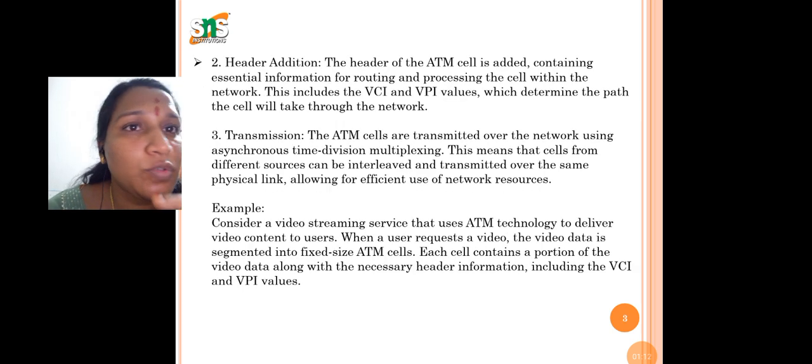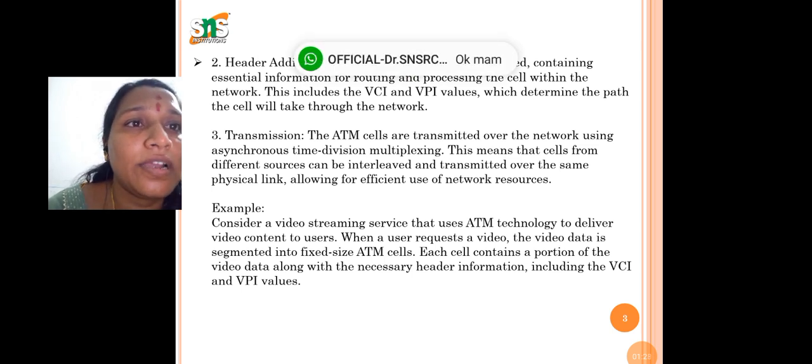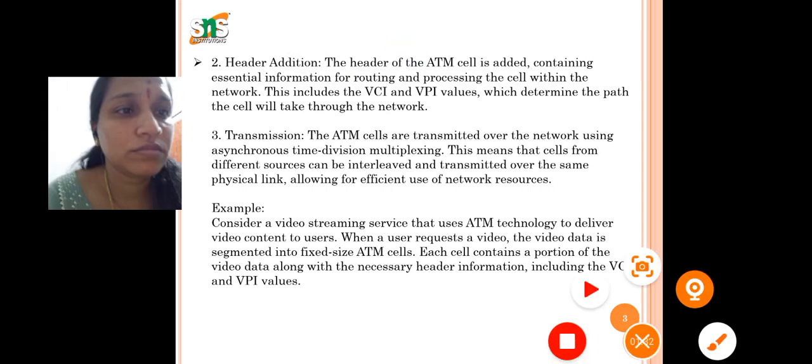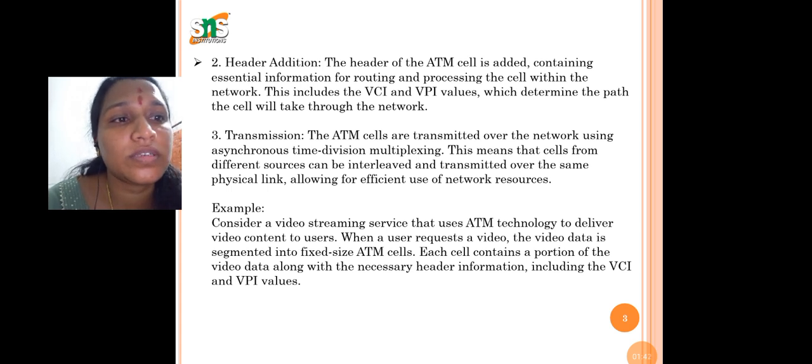Okay. The next one, header addition. Header addition includes the routing and processing of the cell in the network. It has the virtual channel identifier and virtual path identifier values, which determine the path. Here we can see the virtual channel identifier and virtual path identifier determine the path of the cell through the network.